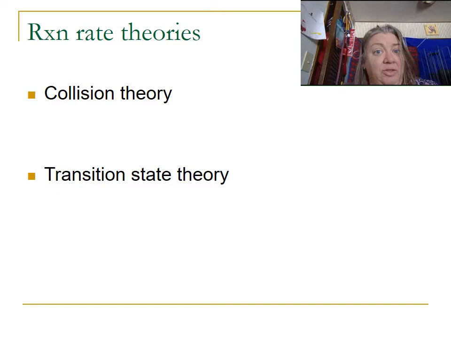So we have two that we're going to be looking at, these reaction rate theories. The first one is a collision theory, which talks about when two things collide with one another. The other talks about a transition state theory, where there's like an intermediate that's made, and we've got to talk about how that intermediate is made and what requirements it has.